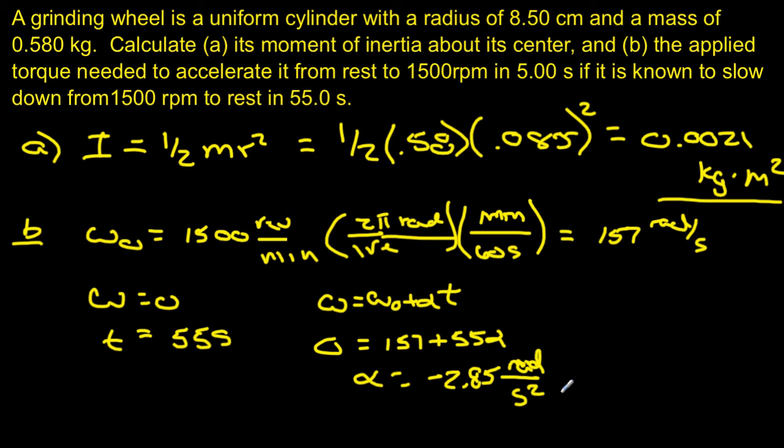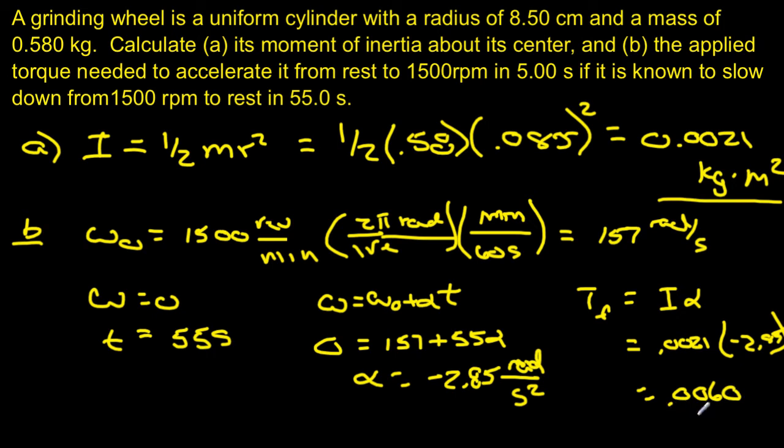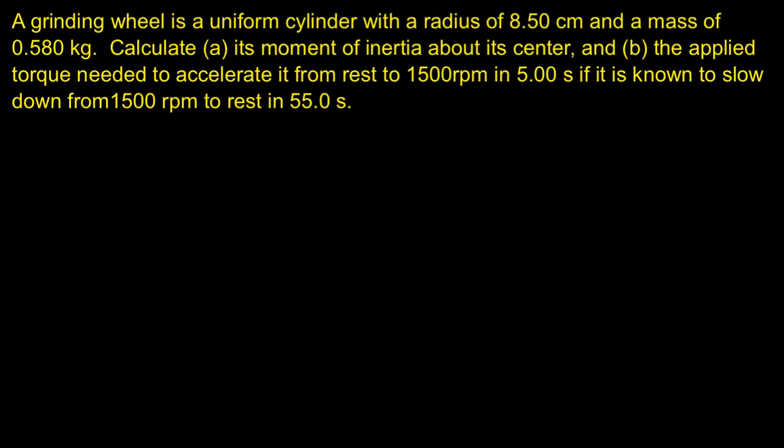So that's got to translate into a frictional torque. So our frictional torque, which we call T sub F, will equal I times alpha. So I was 0.0021 and alpha is minus 2.85. So if we multiply that out, we will get a frictional torque of 0.0060. And that's part of our next answer. So now let's get to another slide so that we can get a little bit more room here. We'll come back to those two numbers in a minute.